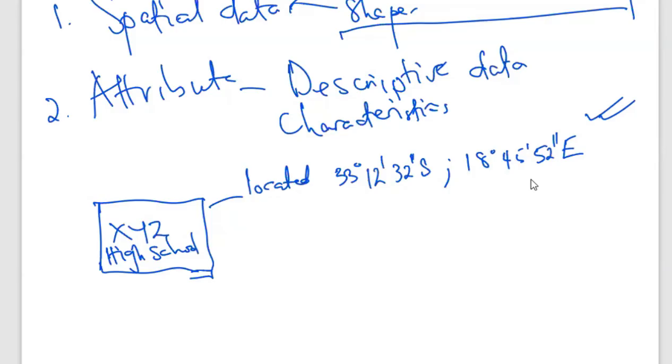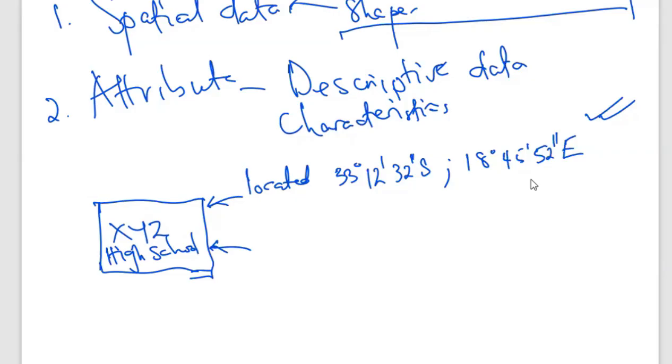And also if you can describe its shape, maybe it's occupying a rectangular space. That's the shape of the school perimeters. That's its spatial data. We are looking at the shape of the school and we are looking at its location. That is spatial data. Then we go on to attributes of the same school. We are still referring to XYZ high school.